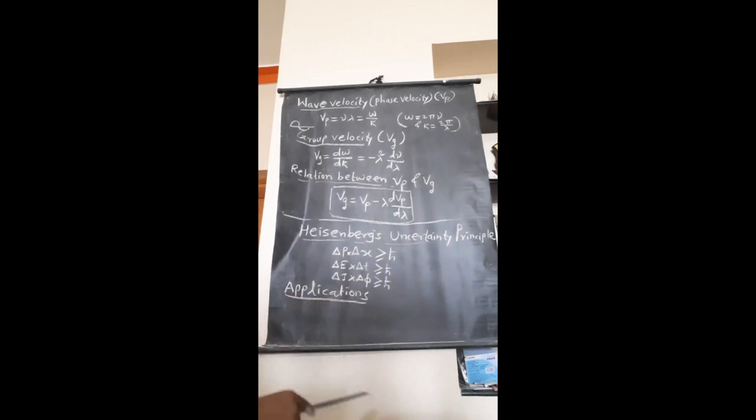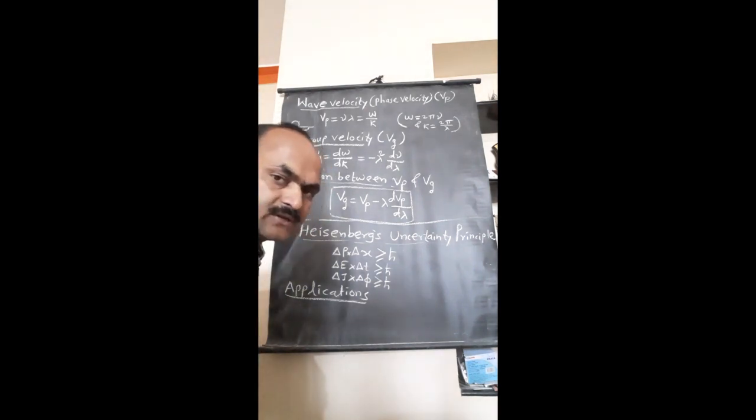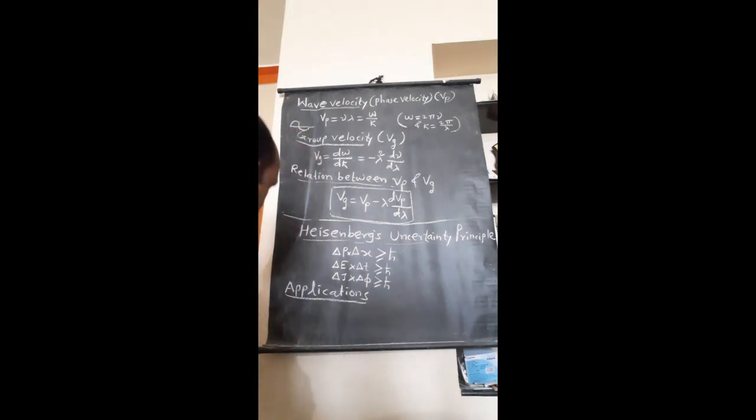These are the Heisenberg's uncertainty principles. There are various applications of this Heisenberg uncertainty principle. First application is that the binding energy of the hydrogen atom can be determined. Next one is that the radius of the Bohr's first orbit can be determined.